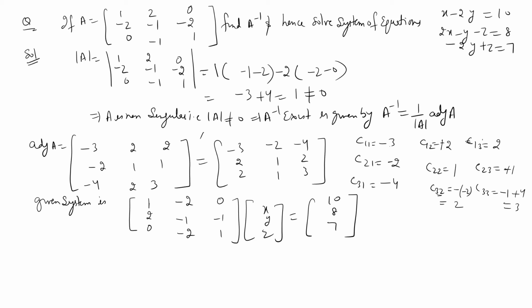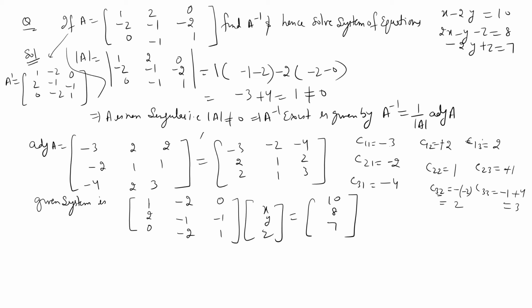Either, as I told you, it is of the form Ax equal to b, or it will be A transpose x is equal to b. So frame A transpose here in this matrix. What will be my A transpose? It will be 1, 2, 0. Interchange the rows and columns. It is minus 2, minus 1, minus 2 and 0, minus 1 and 1.